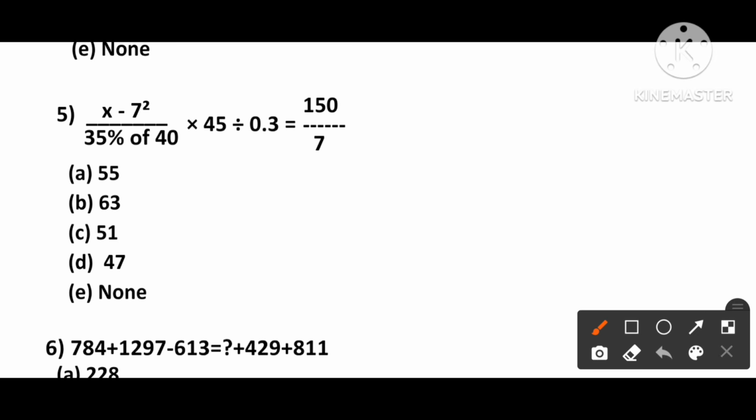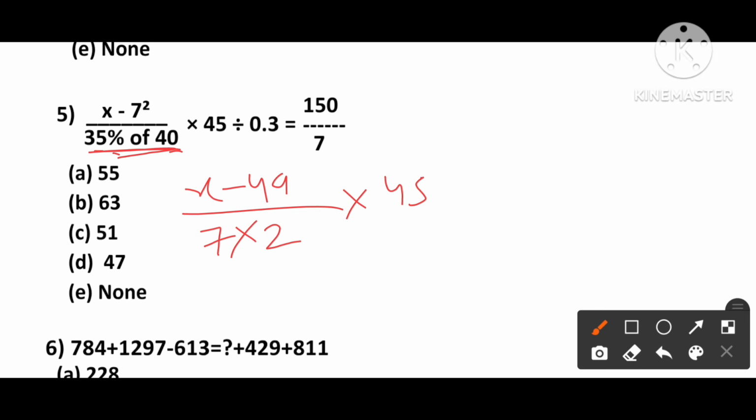x minus 7 square means x minus 49 divided by 35% of 40. So I can see a percentage with a single 0, a 2 multiple and a 5 multiple. So 5 7 times will be 35. 2 times will be 4. So what we have is 7 2 times is the value of this one, 14. So into this will be 45 divided by 3 into 10. 0.3, I write this as 3 divided by 10.